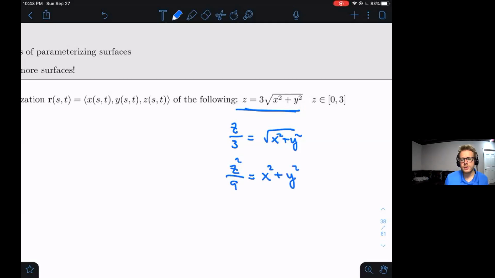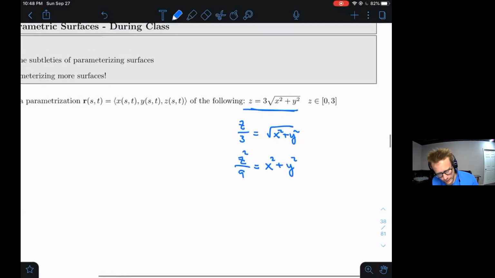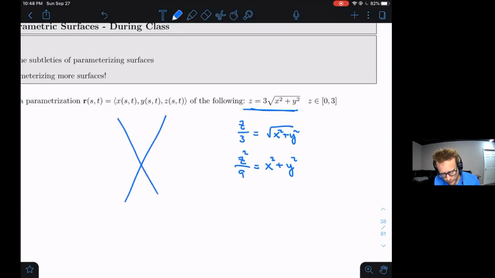Now at this point, you should say, this looks familiar. This is something that we did back in our 12.6 days. This was the exact setup for a cone. So this right here is going to be a cone. Let me go ahead and draw just a regular old cone here.